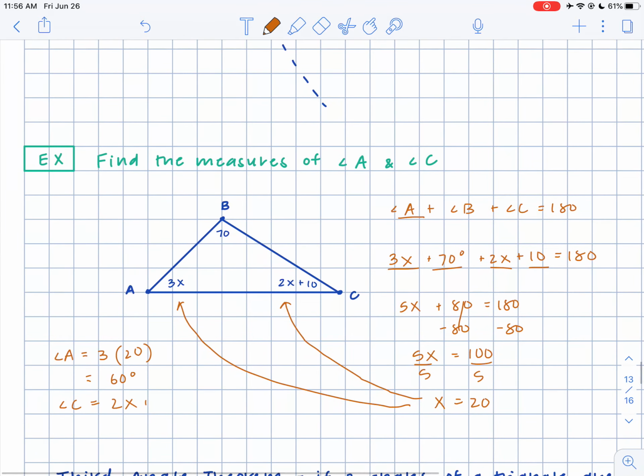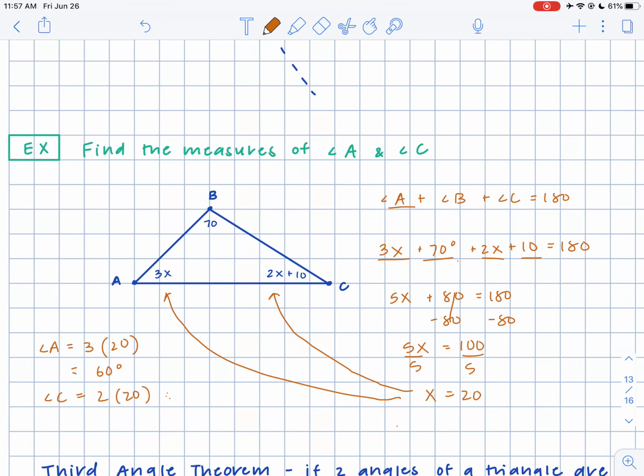Angle C is 2x plus 10. And instead of x, we'll plug in 20 because we know x is 20. And this should give us 50, okay? Now let's double check. Does this still add up to 180?